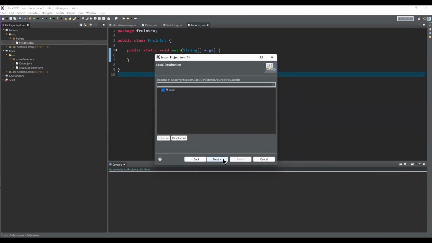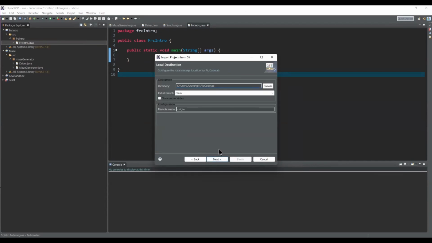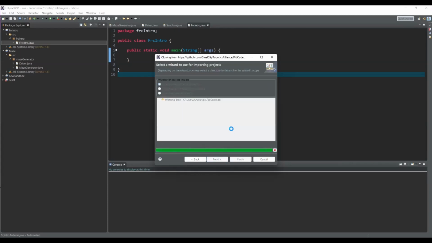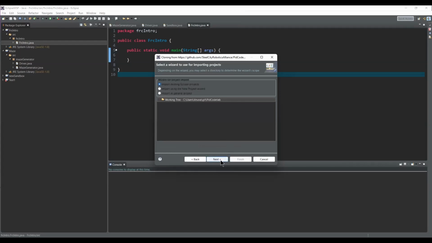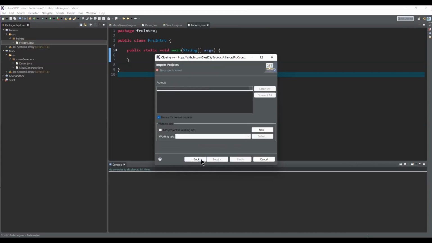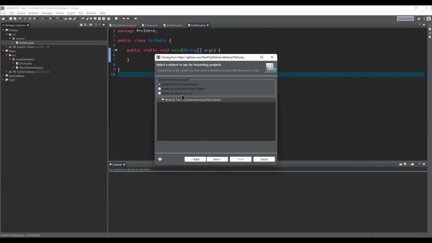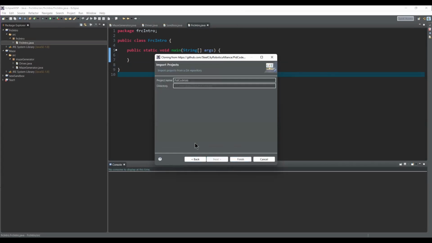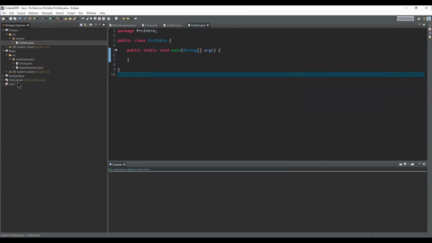Next. Wherever you want to put it on your computer. I like that place. That looks good to me. So you can hit next again. Yeah. It's not an existing Eclipse project. Go back. Try general project maybe. I don't know if you have to have a plugin for Gradle or not. Yeah, hit finish.